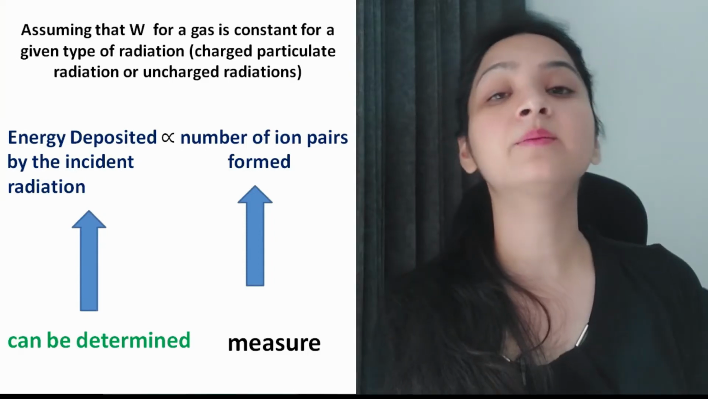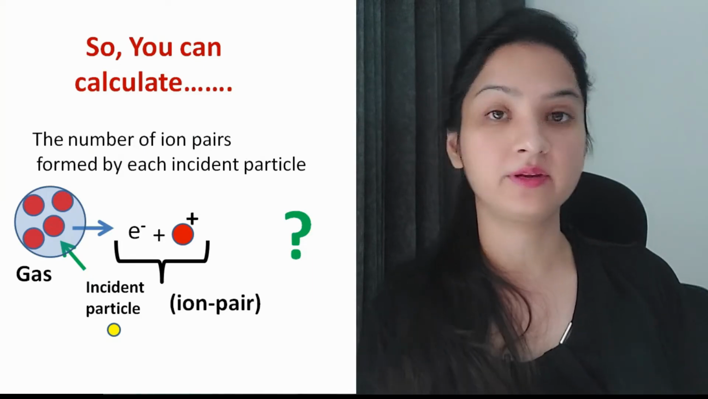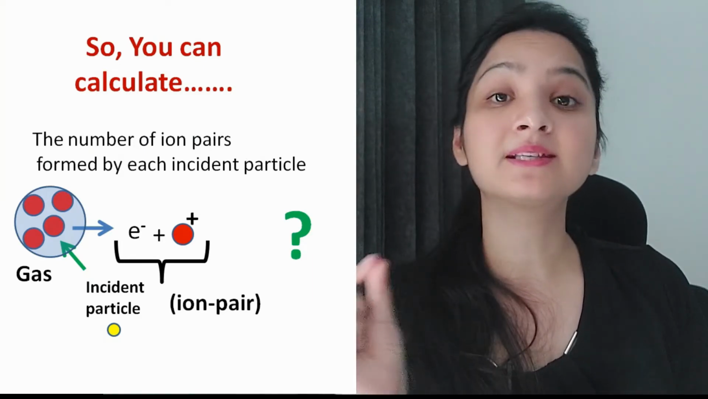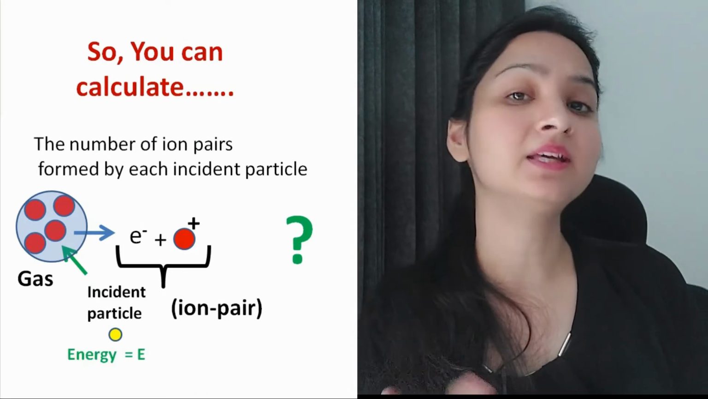So you can calculate the mean number of ion pairs produced by each incident particle or radiation. If you are talking about a single particle, this will be having some energy, let it be E.